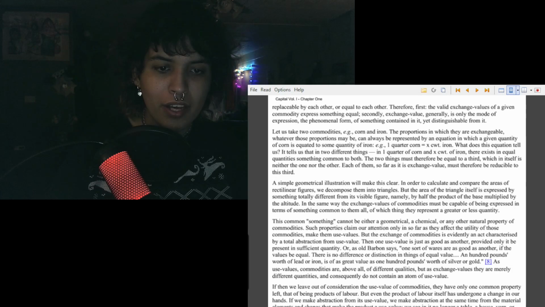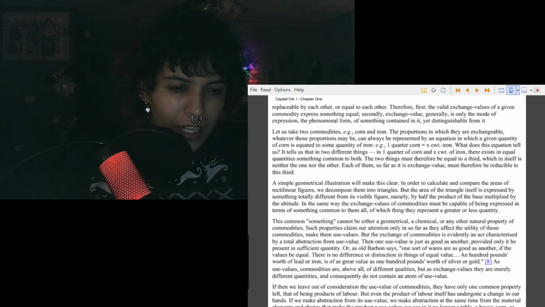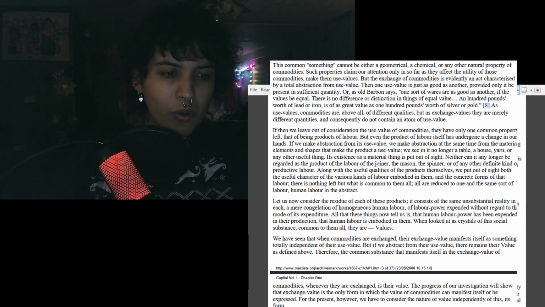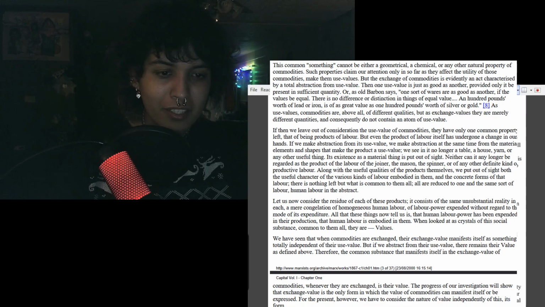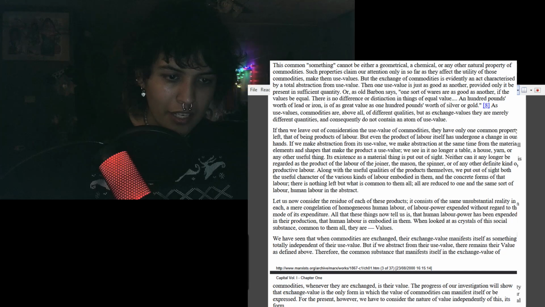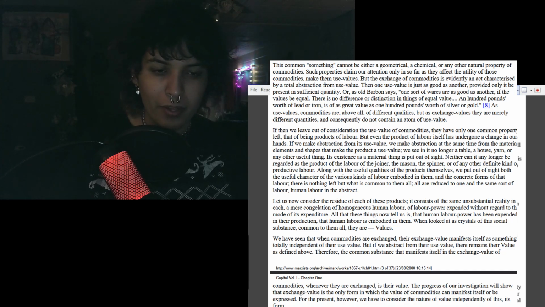100 pounds worth of lead or iron is of as great value as 100 pounds worth of silver or gold. True. As use values, commodities are above all of different qualities, but as exchange values they are merely different quantities, and consequently do not contain an atom of use value.